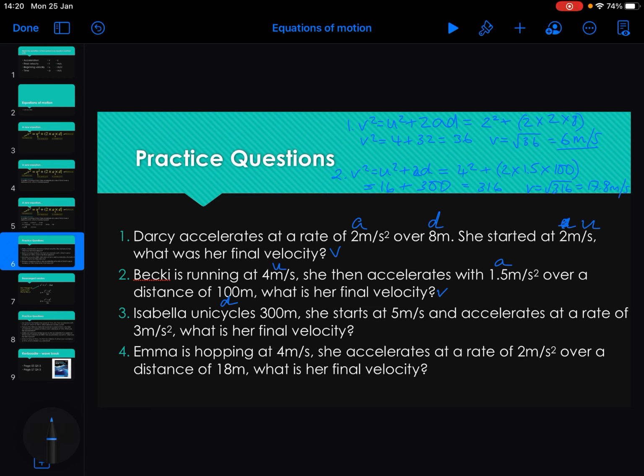Okay, number 3. Isabella unicycles 300 meters. Okay, that's a distance. She starts at 5 meters per second, so that's U, and accelerates at a rate of 3 meters per second squared. Okay, that's A. What's her final velocity? So I'm going to go down here now. V squared equals U squared plus 2AD. U was 5, so 5 squared plus 2 times A, which was 3, times D, which is 300.